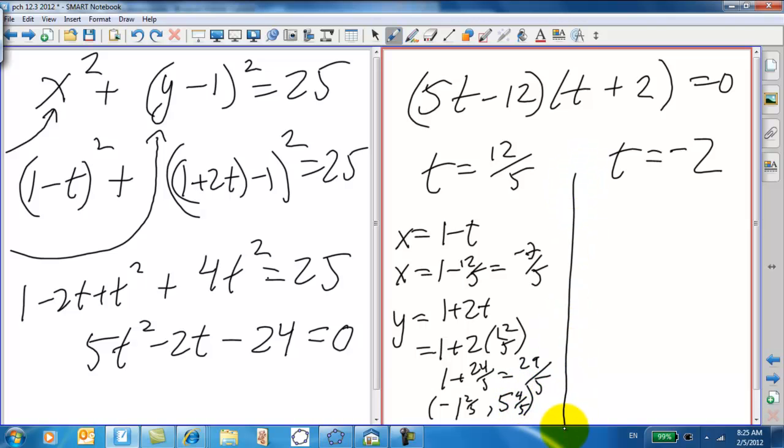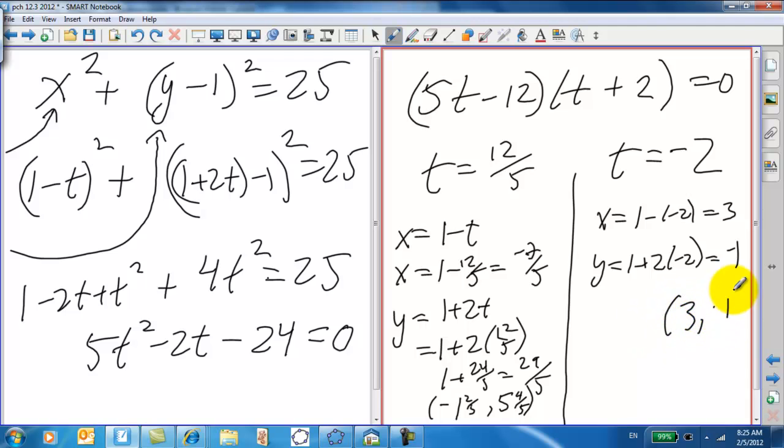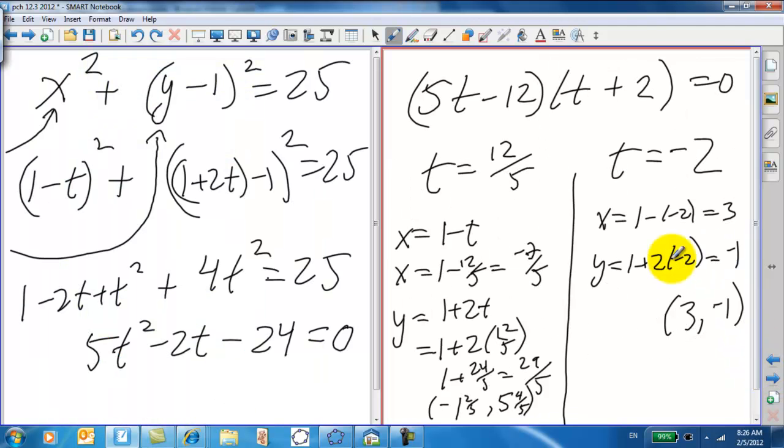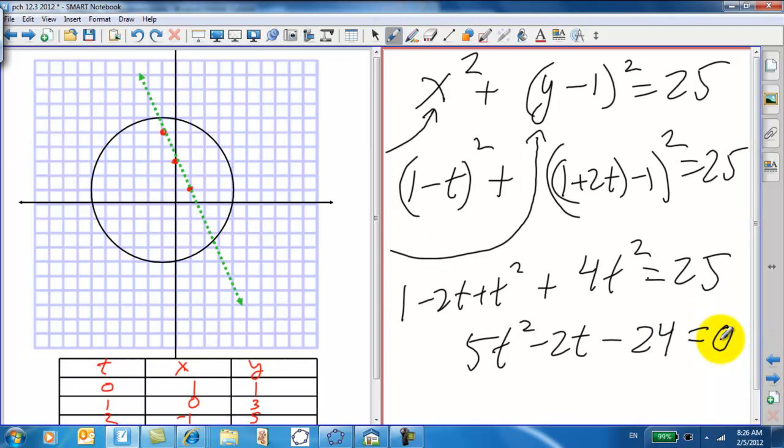Then we get another solution at t equals negative 2. So that's at x equals 1 minus a minus 2, so that's at 3. And y equals 1 plus 2t times negative 2, so we get negative 1. So we get a point also at 3, negative 1. Let's check that in our picture to see if that looks right. 3, negative 1. 3, negative 3, sorry. Yeah. And 3, negative 3, that pretty well jibes there.